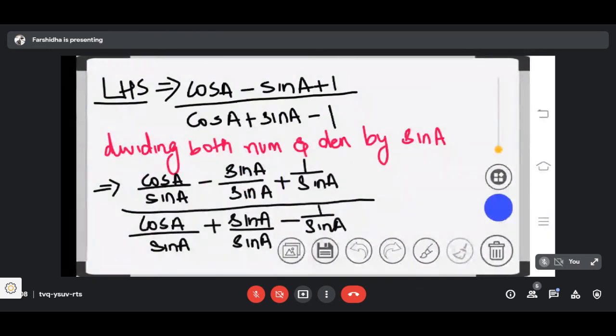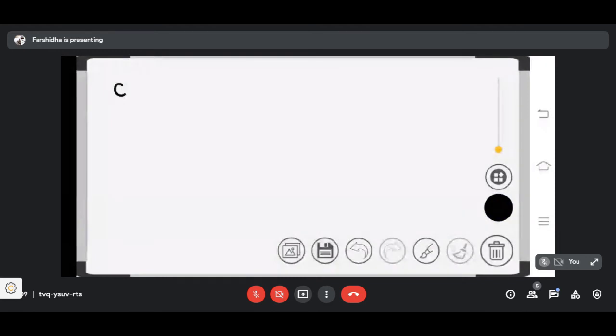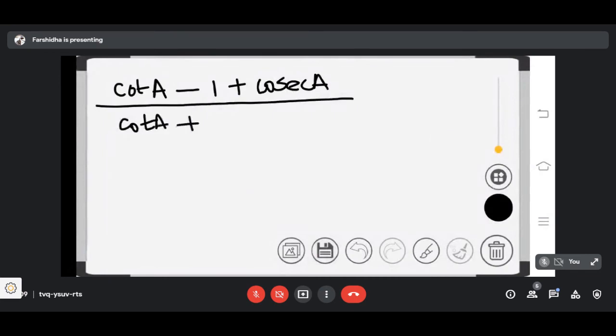So your next step will be cot A minus 1 plus cosec A divided by cot A plus 1 minus cosec A. So write the next step. Cos by sin is cot A, minus sin by sin is 1, 1 by sin is cosec, divided by the same, cot A plus 1 minus cosec A.